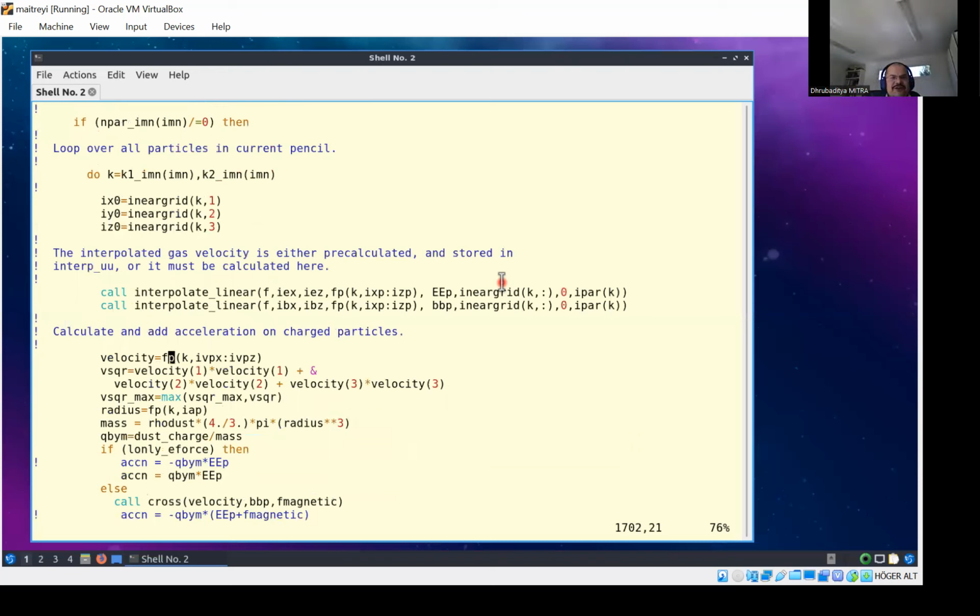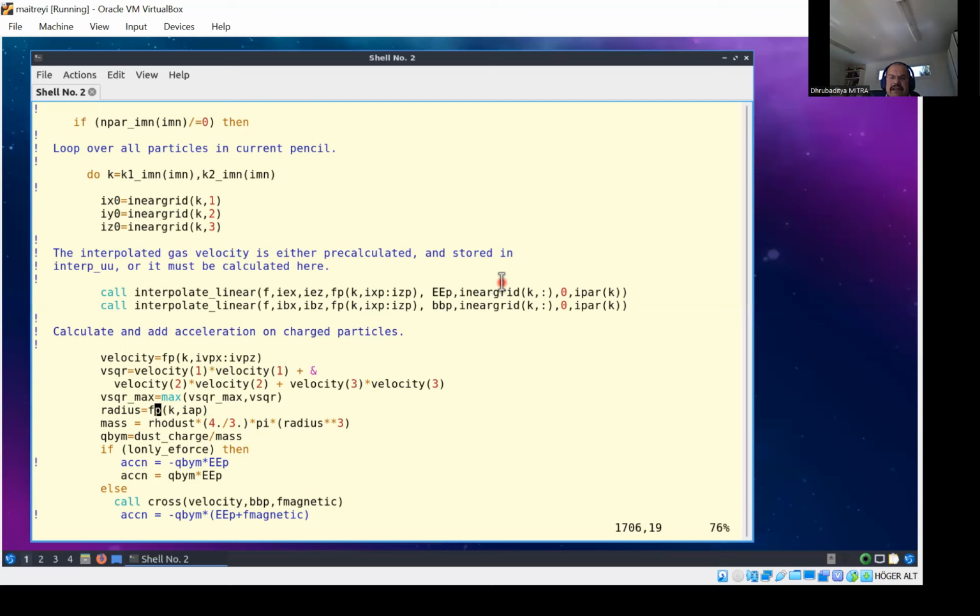Okay. So anyhow, now I know the velocity. I need to know the velocity. This is the velocity of the particle, so this is FP, I, VPX to VPZ. This is velocity square, and then this is the maximum value of the velocity square.